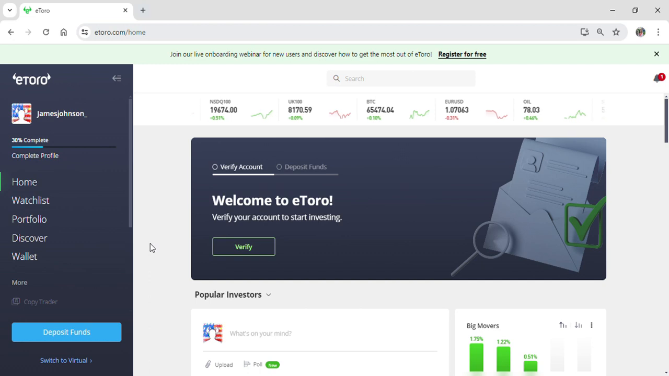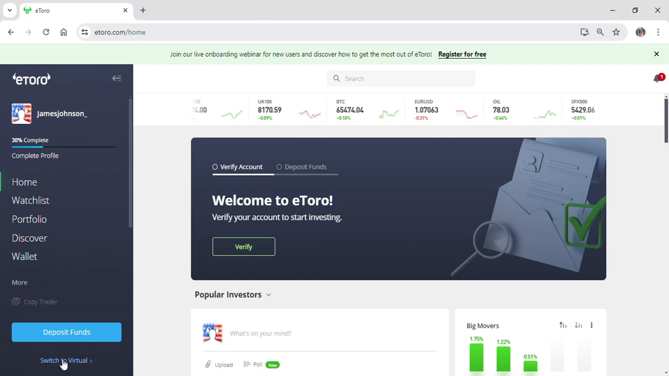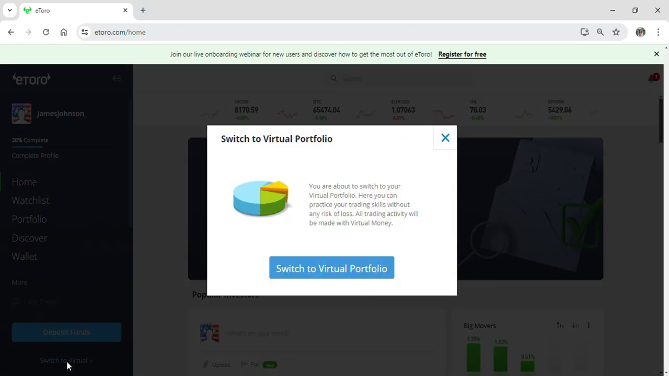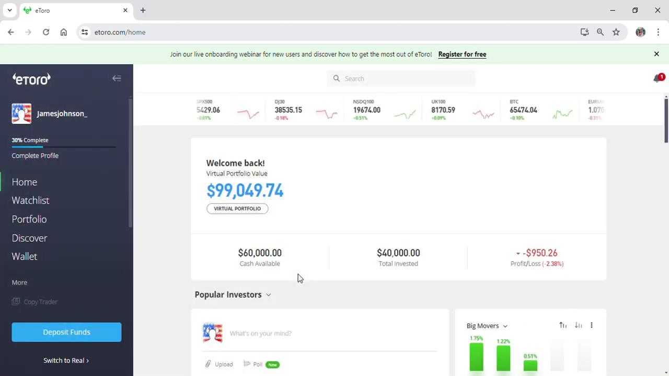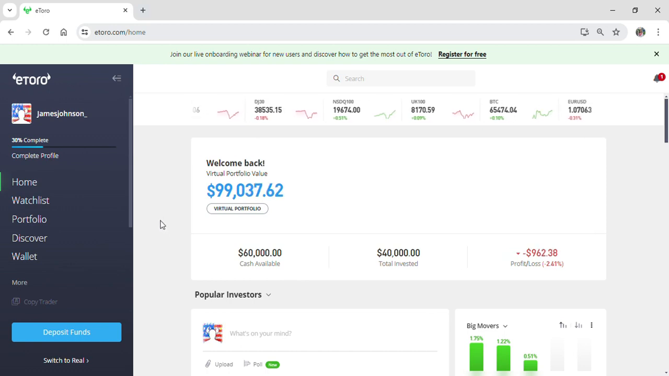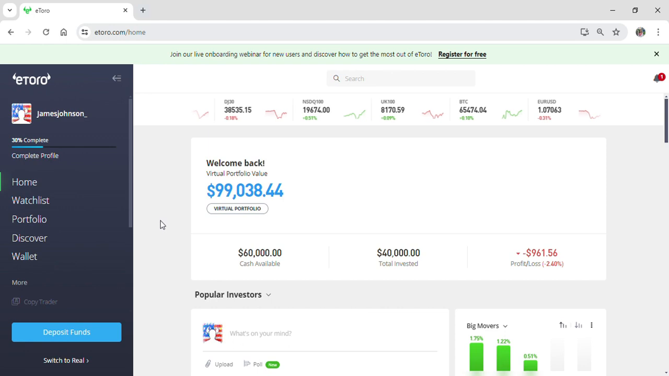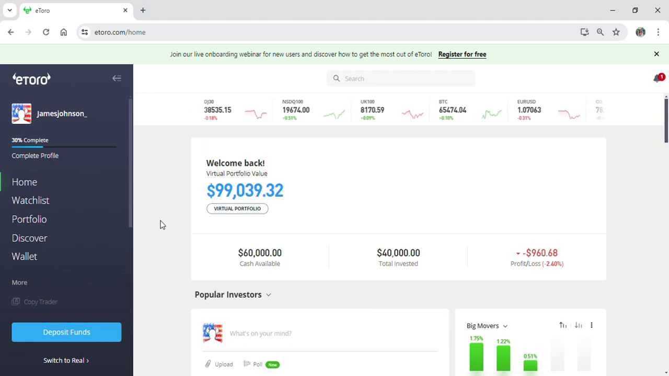First things first, you do have to be logged in to your account. After logging in, if you go to the bottom left side of your screen, you can see an option for switch to virtual. If you simply click on this option and again click on switch to virtual portfolio, you'll be taken into a different place where you are able to paper trade all of your coins, all of your stocks, and practice your strategies on trading as well. And this is how you can paper trade on eToro.